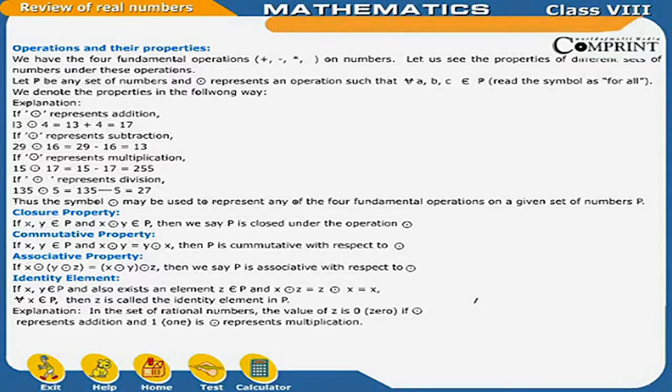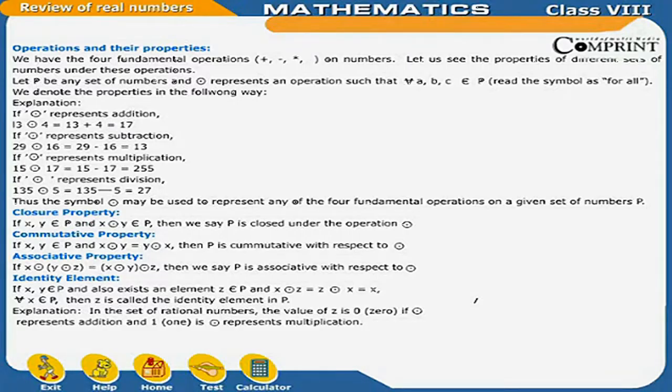If ⊙ represents multiplication, 15 ⊙ 17 is equal to 15 multiplied by 17, which is equal to 255. If ⊙ represents division, 135 ⊙ 5 is equal to 135 divided by 5, which is equal to 27. Thus, the symbol ⊙ may be used to represent any of the four fundamental operations on a given set of numbers P.